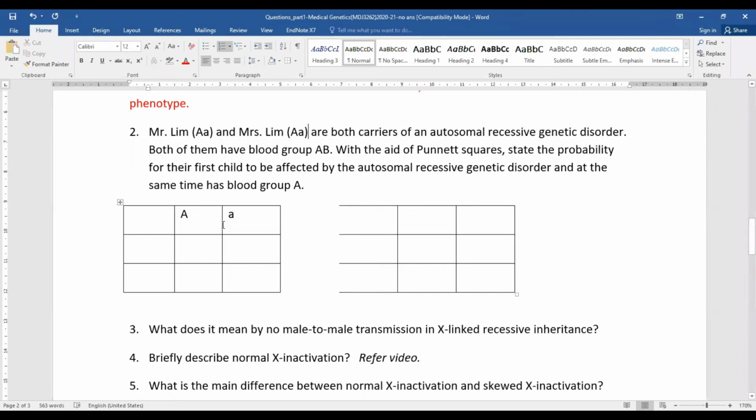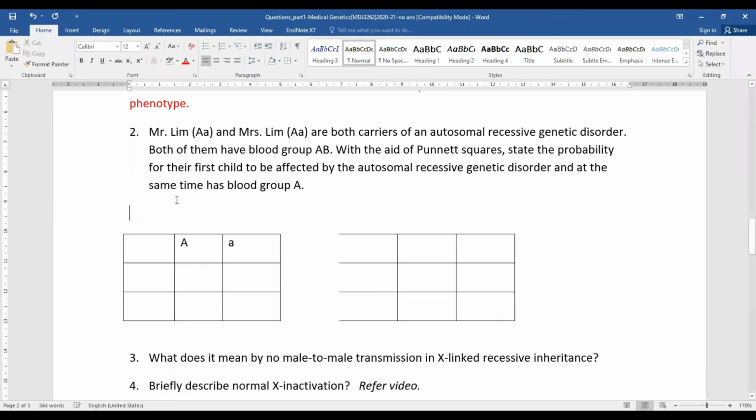And then you have Mr. Lim. When we do a Punnett square, you should label them. So this one would be Mr. Lim, and then you have Mrs. Lim here. She is also a carrier. So here you have big A, small a, big A, small a. So this is the Punnett square for the genetic disorder.